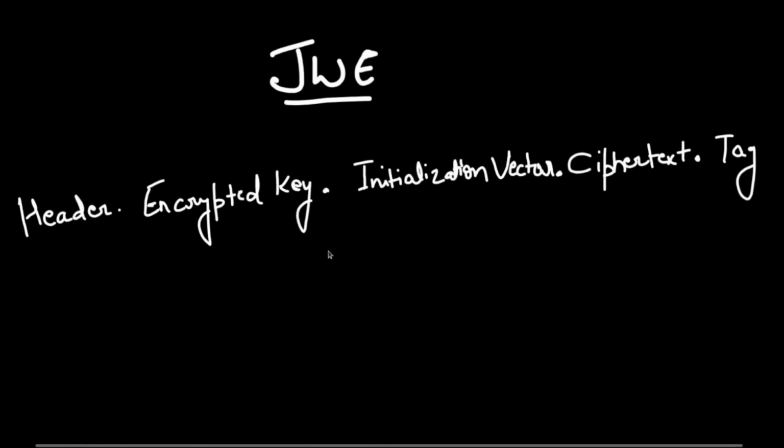Okay, so this JWE contains 5 components, and the main component in this is the ciphertext, which is basically your payload which has been encrypted here. But how? So let's create this structure one by one.